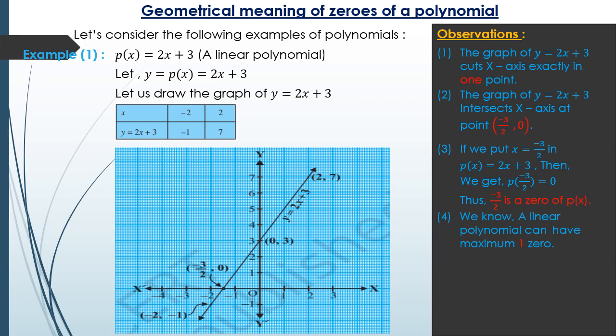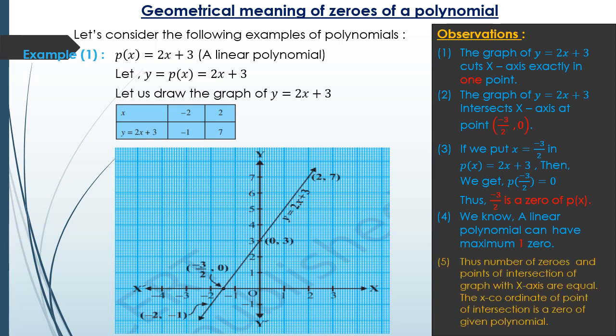Okay, so combining these two, we will write the next point, that is, thus the number of zeros and points of intersection of the graph with x-axis are equal. Means the number of points in which the graph is intersecting the x-axis is equal to the number of zeros of that particular polynomial representing that particular graph. And the second sentence, the x coordinate of the point of intersection is a 0 of the given polynomial.